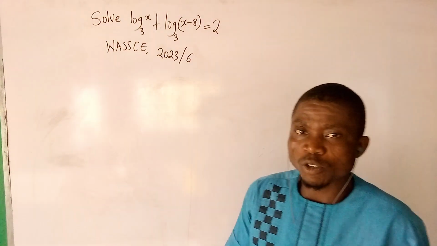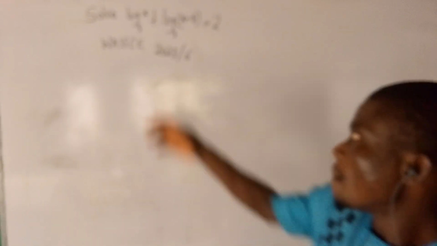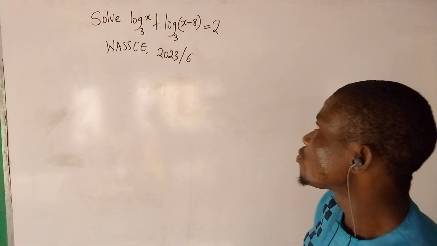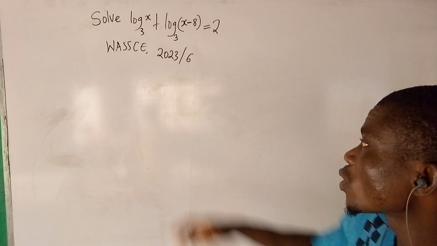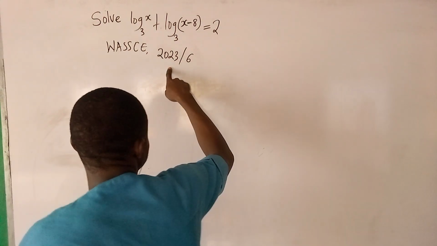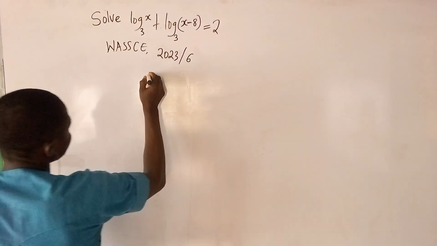Let's solve this question together. Solve log x base 3 plus log (x minus 8) base 3 equal to 2. This is a WASSCE 2023 question, question number 6. This is a theory question. Alright, solution.